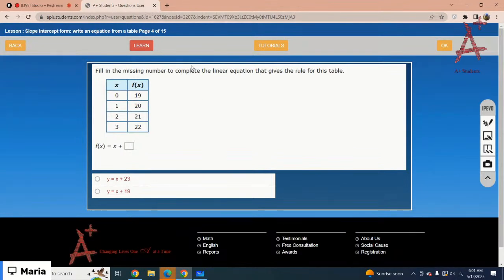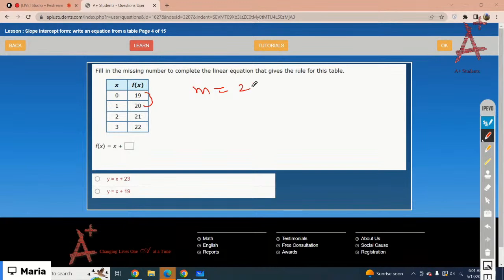Okay, fill in the missing number to complete the linear equation that gives the rule for this table. Okay, so you have to calculate the slope. It would be m equals, you can use any 2 points. So I'm using these 2 points. It would be 20 minus 19 and 1 minus 0. It would be 1 over 1. That means the slope of the graph is 1.